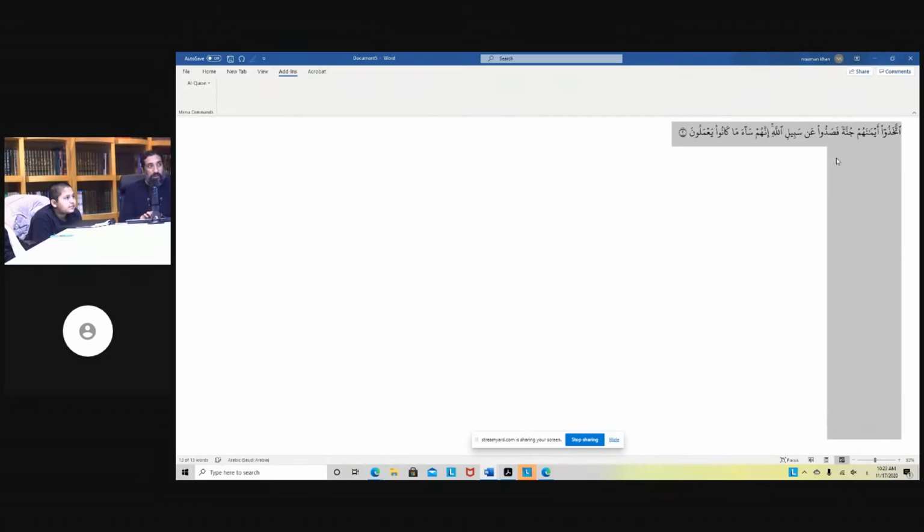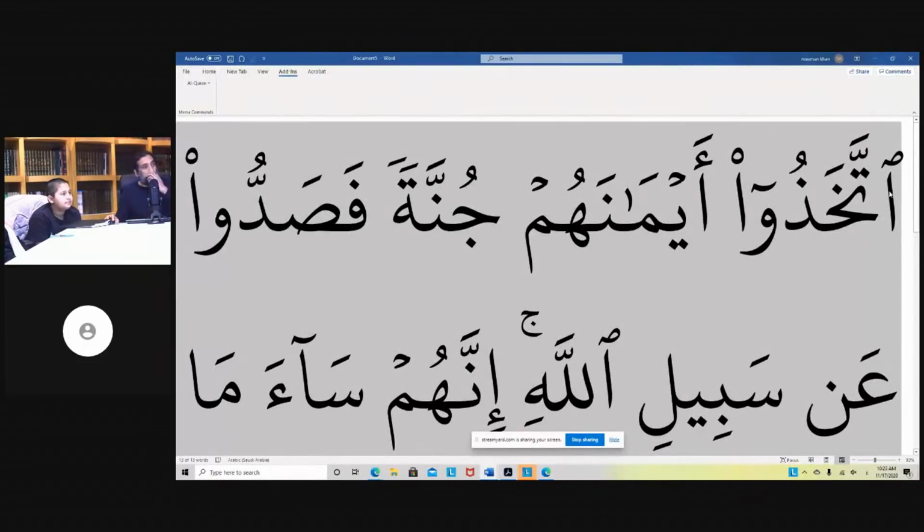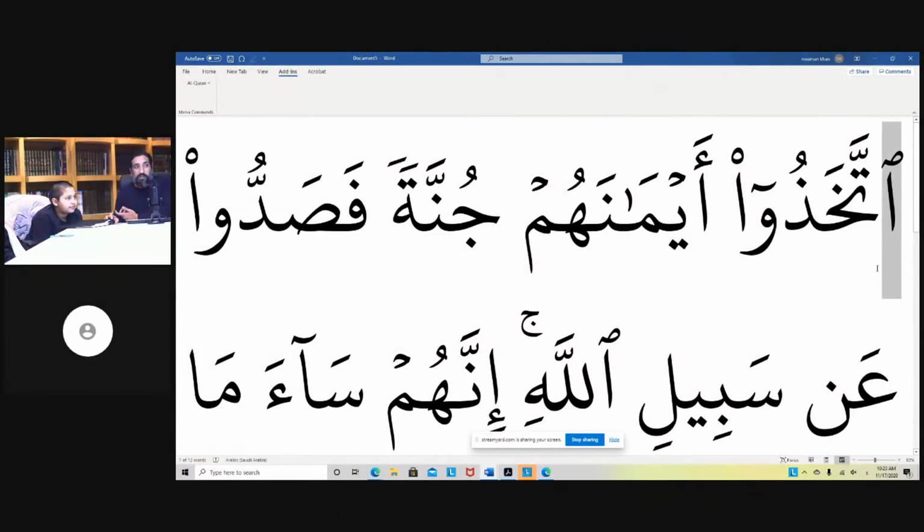And you're going to see a thingamajig on top, right? Now the thingamajig on top does not have a haraka. So why did I read it ittakhadhu? Now if I open this in the Taj company print, they would actually have a kasra on it. So they would read it ittakhadhu.